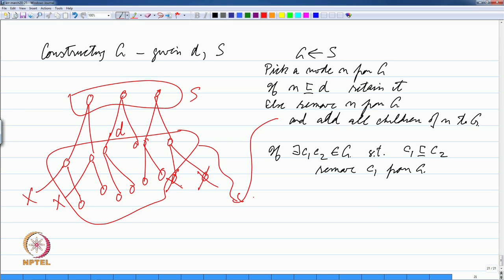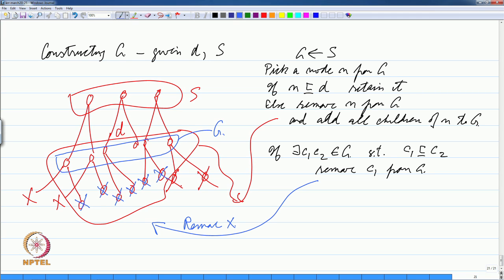From this we remove anything that is subsumed by another element of G. So, which means, let me depict this in blue here, remove this thing. So, we remove this because it has a parent in G, remove this because it has a parent in G, remove this, remove this, remove this. So, in the end we are left with these nodes which form G essentially.